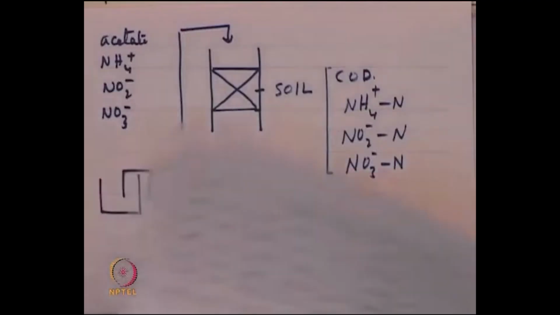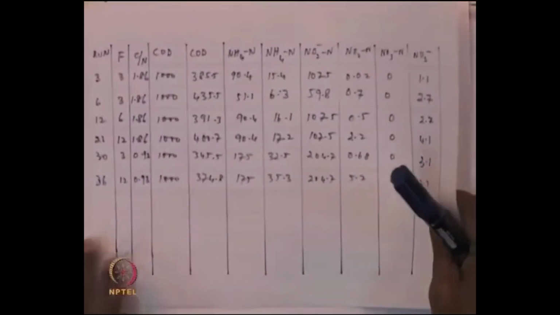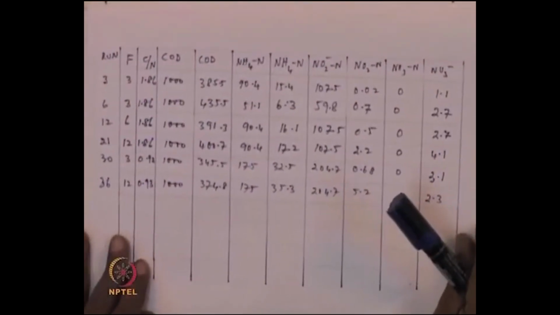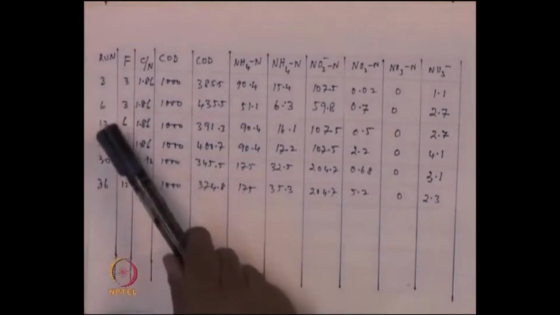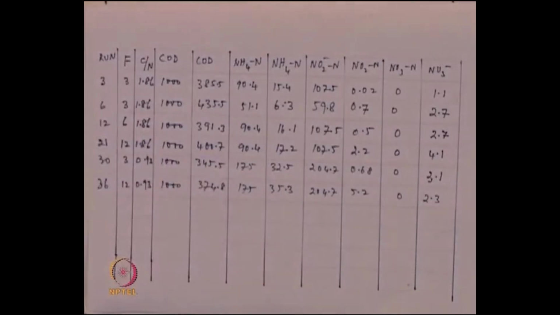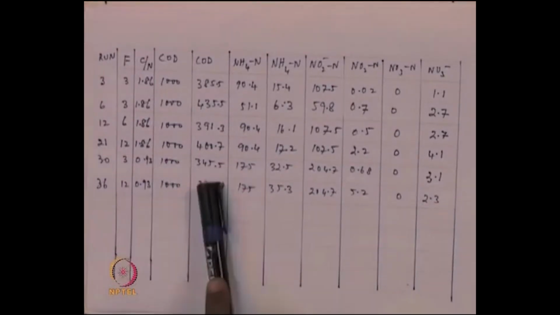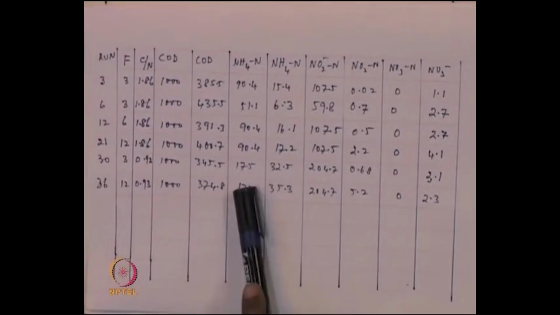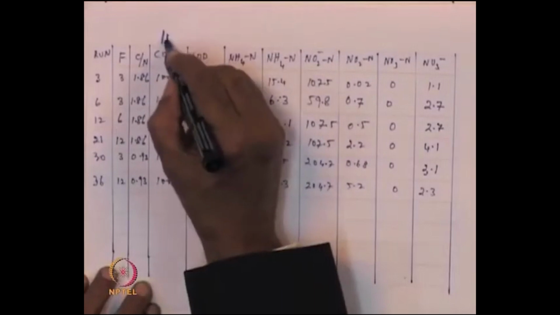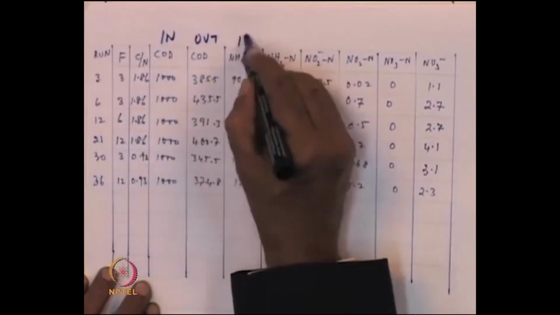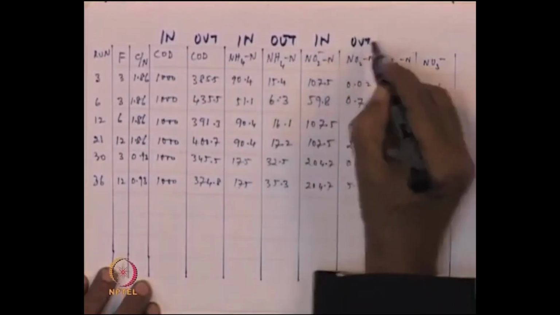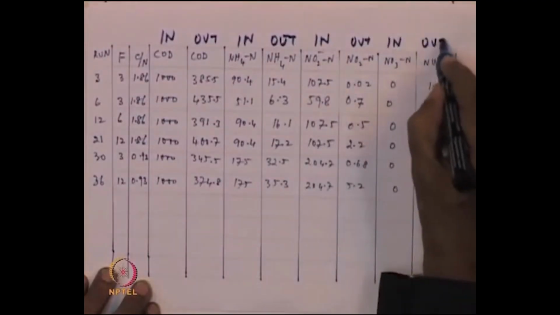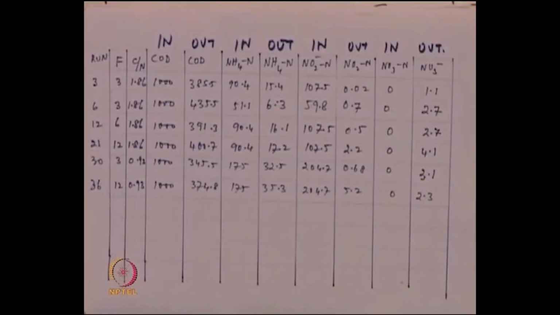Now, I have with me some data. Okay. This I have taken from what I have already given you. So, I have just taken some of the data, run number 3, 6, 12, 21, 30 and 36, where input COD is given, output COD is given, input nitrogen as ammonium is given, output is given. So, this is in, out, in, out, in, out, in, out. Okay. So, this is what is given.